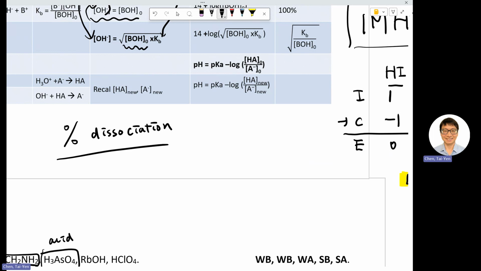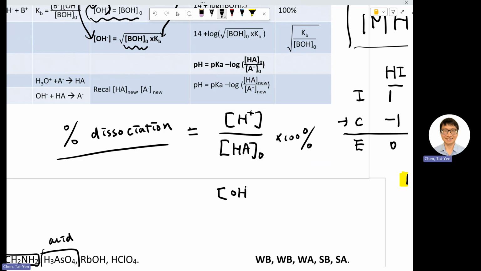Okay, and the way you calculate it is very simple. You want to figure out your proton concentration over your initial acid concentration, then multiply by 100. Or your OH minus concentration over your initial base concentration times 100%. That's how you compute the percent dissociation. So that's pretty much all the calculation that you will need to know for this chapter.